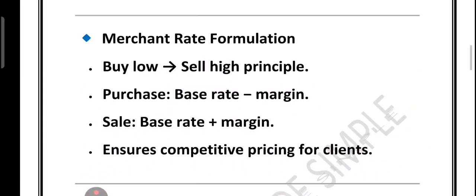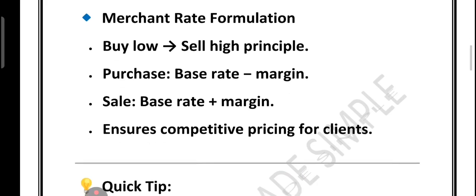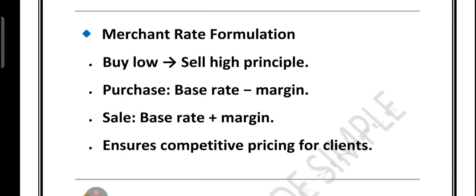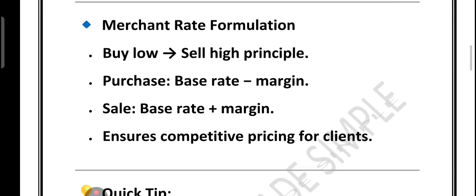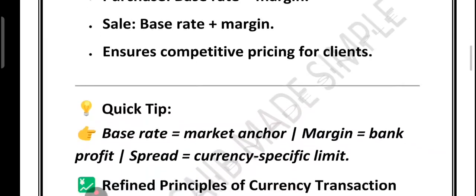Now let's talk about the merchant rate formulation. It's basic and simple. Buy low, sell high. So if you have a purchase transaction, then you take the base rate and you subtract the margin. Remember, the margin is always to be subtracted in the case of a purchase transaction. And if it is a sale transaction, we take the base rate and we add the margin. So it ensures competitive pricing for the client.